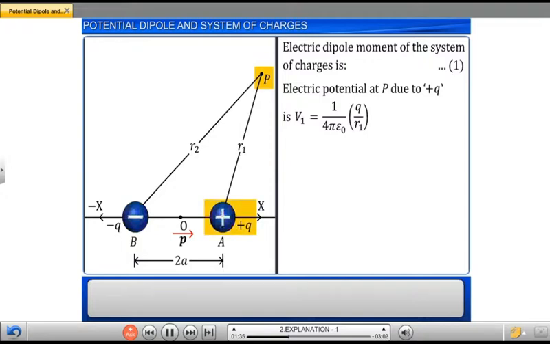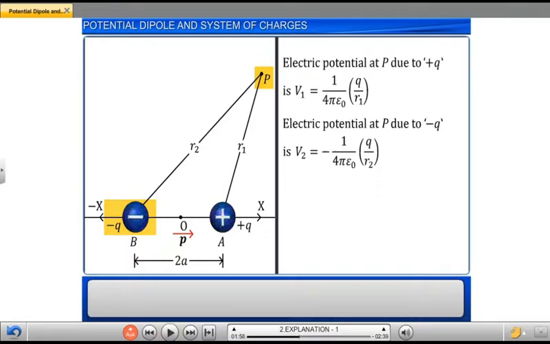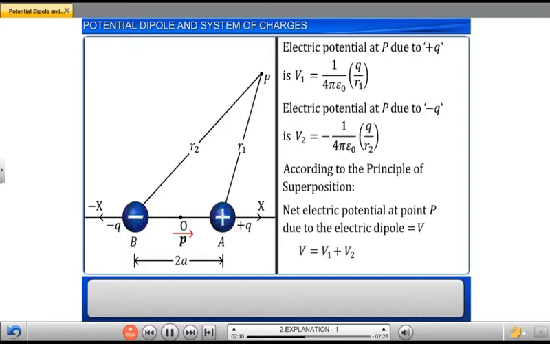The potential due to plus Q is V1, equal to 1 by 4 pi epsilon naught into Q by r1. Similarly, the electric potential at point P due to the charge minus Q is V2 and is equal to minus 1 by 4 pi epsilon naught into Q by r2, since the charge itself is negative. According to the principle of superposition, the net electric potential at point P due to the electric dipole is denoted by V, which is equal to V1 plus V2.